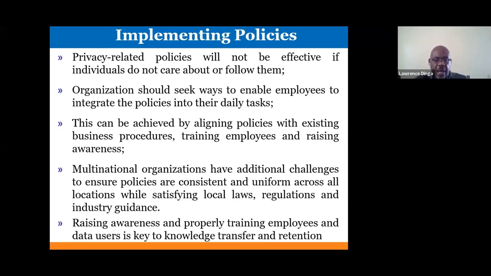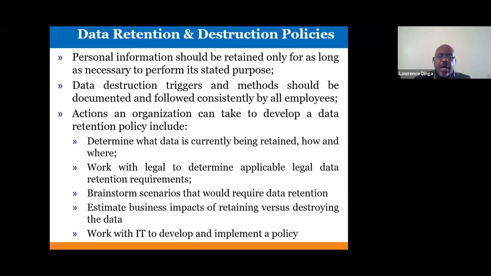Now, raising awareness and properly training employees and data users is also very key to knowledge transfer and retention. I think I've talked about that enough. Now, we could talk a lot about the issue of policies if time allowed, but because of time, we cannot speak on each and every aspect of policy.